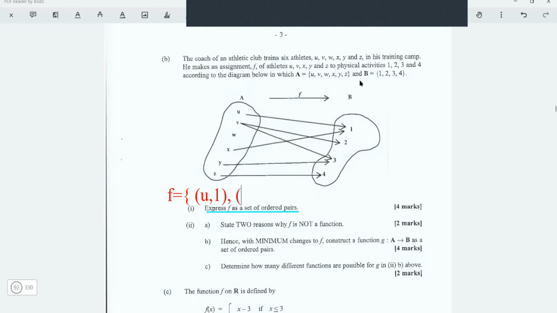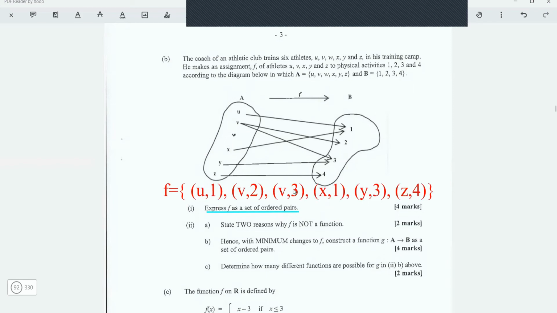Then the next athlete, V, gets mapped to 2, and V also gets mapped to 3. Then X gets mapped to 1. Then Y gets mapped to 3. And then finally Z gets mapped to 4. All right, and that's it as an ordered pair.